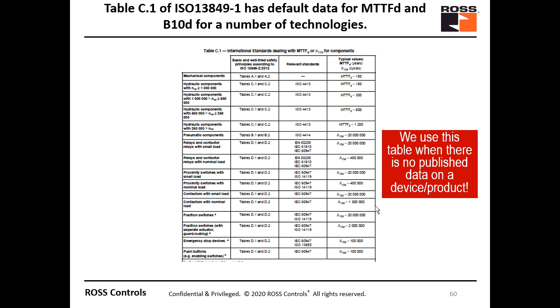But there's also a default table in ISO 13849, Table C, and Table C has default values. So if you look over here, hydraulic components, and if you go across, that's the second one in the list, it gives you an MTTFD of 150. Well, let's go on down to maybe, let's say, a pneumatic component, and you see a B10D of 20 million over here. There are some default tables that are used. Again, that is not as accurate as having data from the manufacturer. So what I'm going to do is show you a little bit more how we would use manufacturer data.